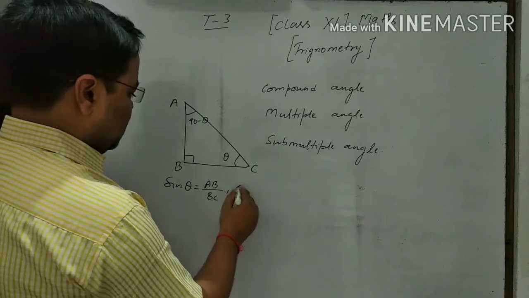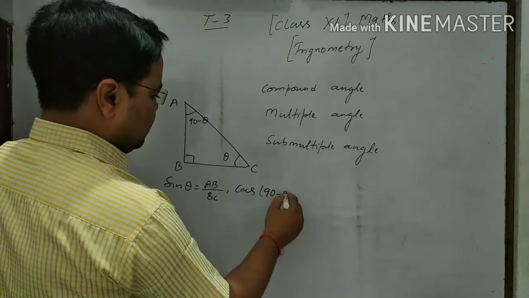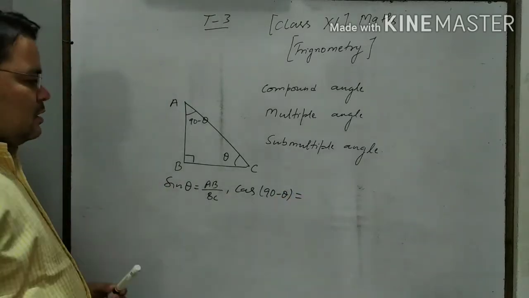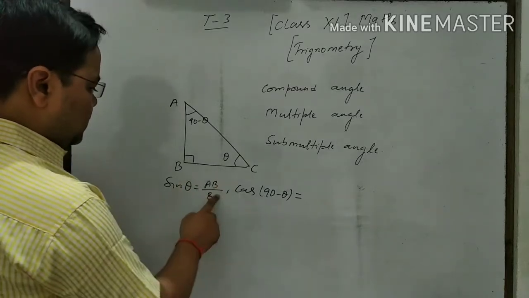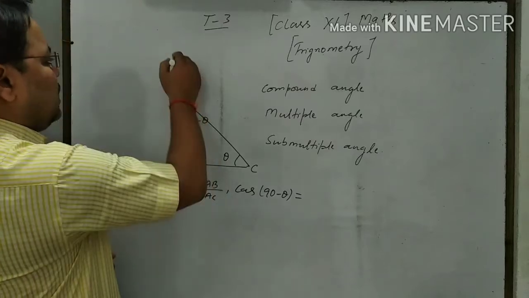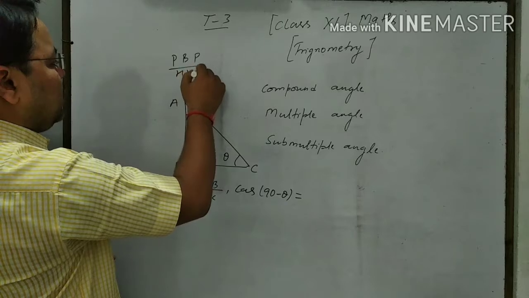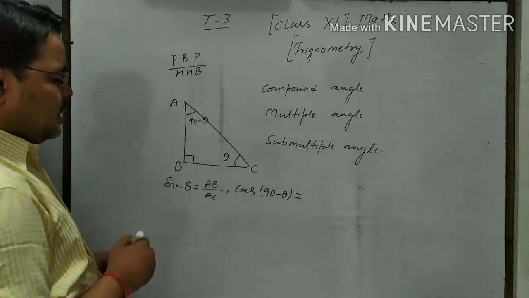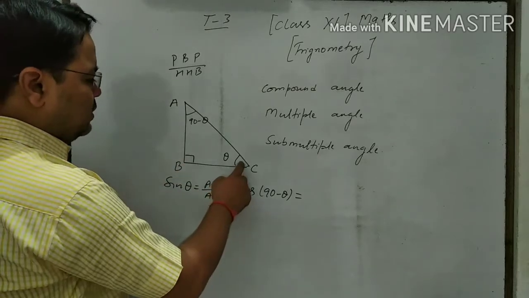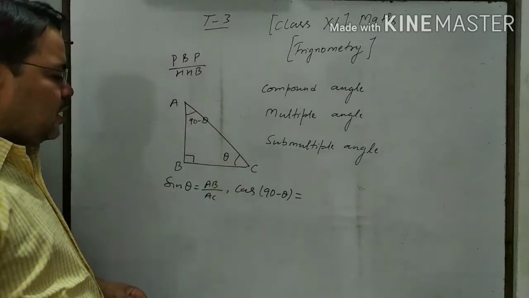Similarly here cos 90 minus theta is equal to base upon perpendicular upon hypotenuse, here not base, perpendicular upon hypotenuse, that is AC. Here perpendicular upon hypotenuse means AB, that is perpendicular because we are talking about this theta, and hypotenuse will be this AC, AB upon AC.